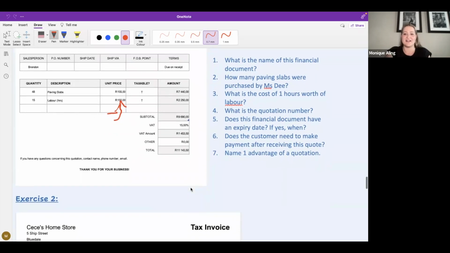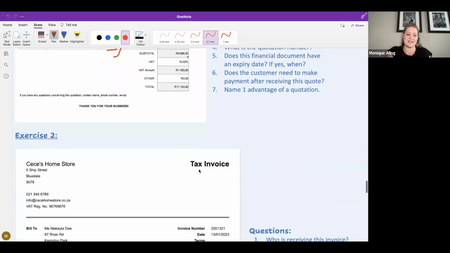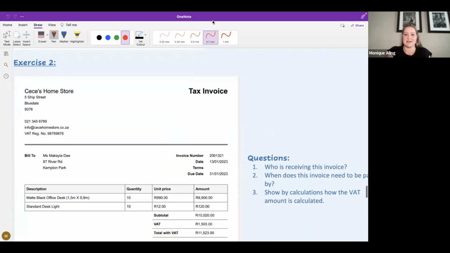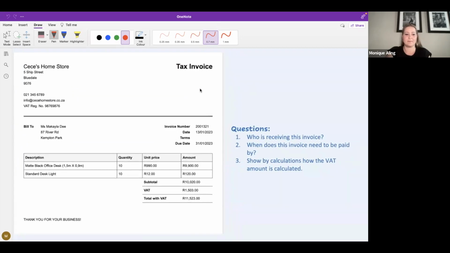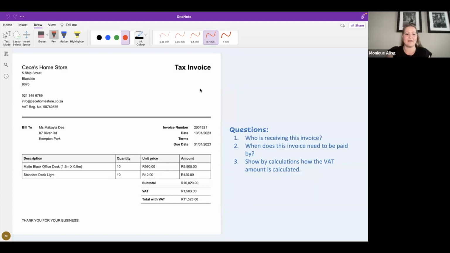So let's try another financial document. Okay, so looking at this document, it is an invoice. So we have had a look at one of those before. As you can see, it's set up a little bit differently, but again, has similar information or headings as a quotation. We've still got description, we've got quantity, unit price. Remember, unit price is the price of one thing.